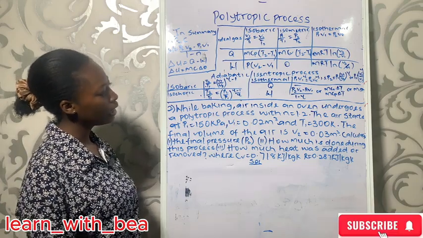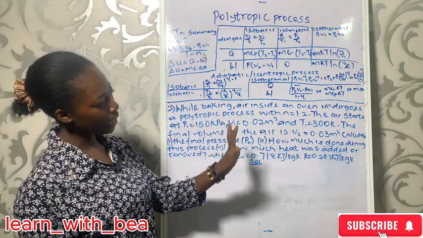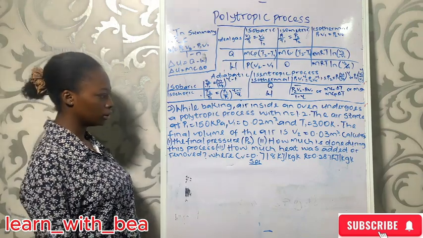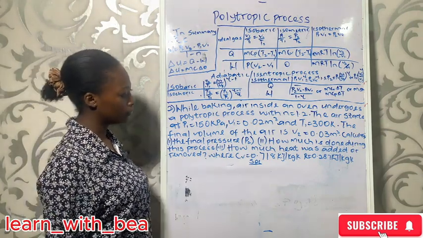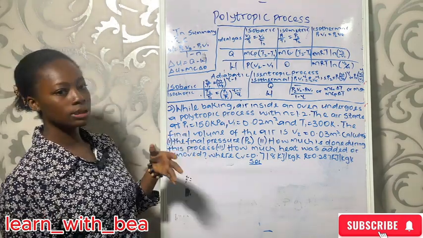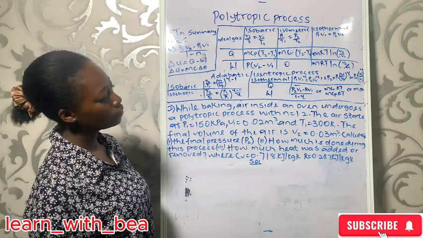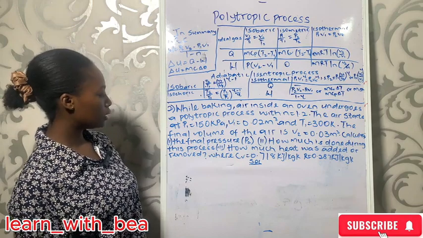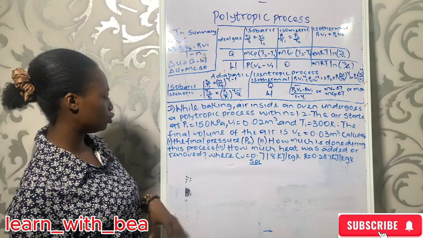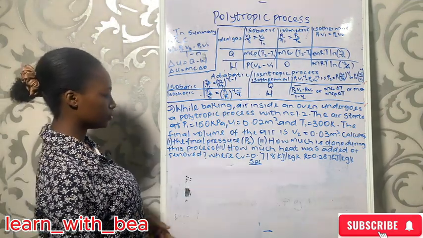While baking, air inside an oven undergoes a polytropic process with n equals 1.2. The air starts at P1, which is 150 kPa, V1, which is 0.02 m³, and T1, which is 300 K. The final volume of the air is V2, which is 0.03 m³. Now, calculate the final pressure, P2. How much work is done during the process? Then, how much heat was added or removed?